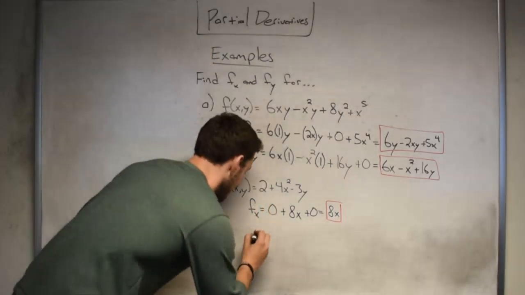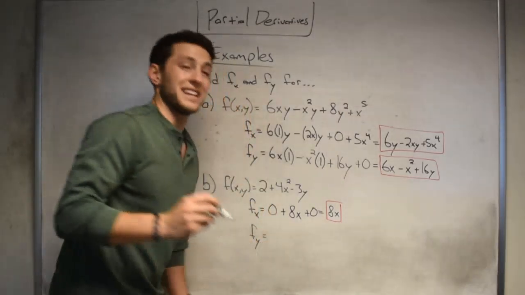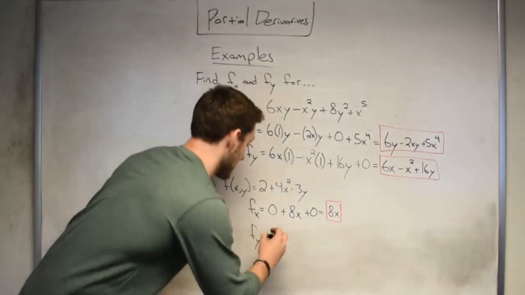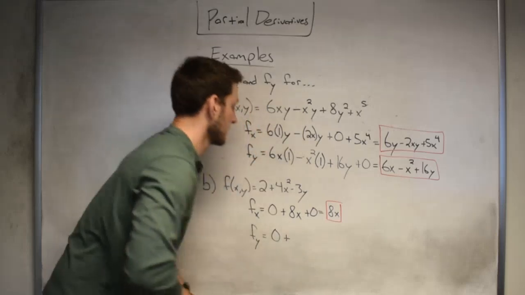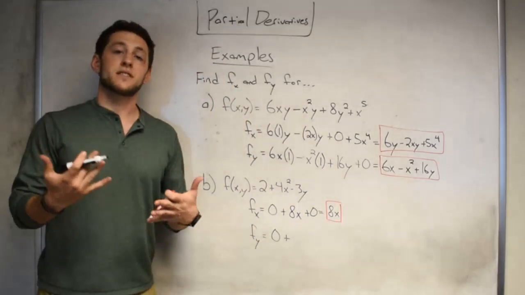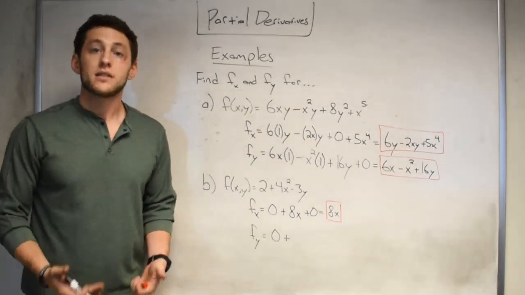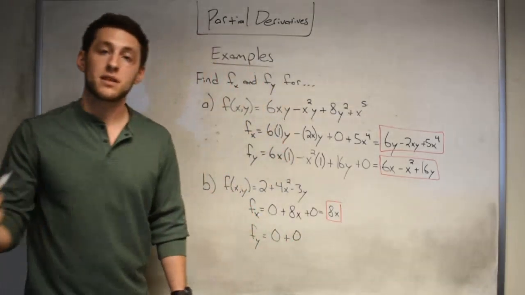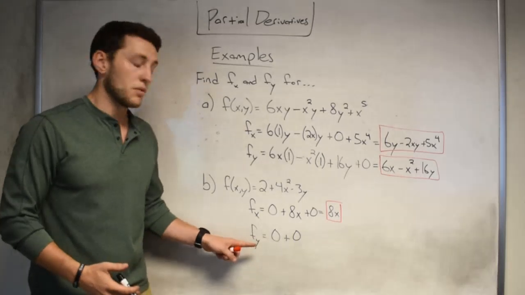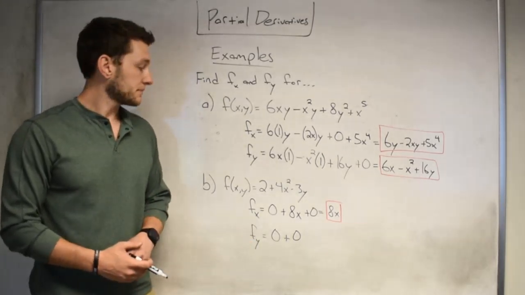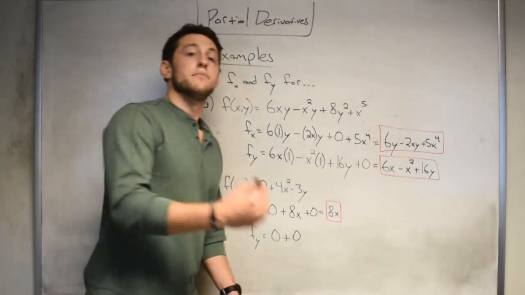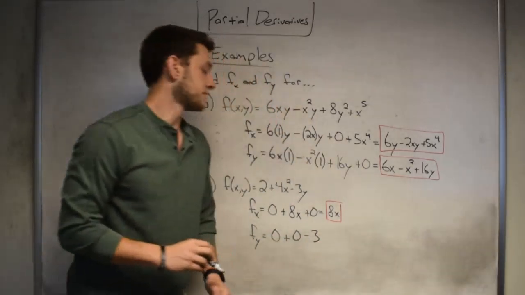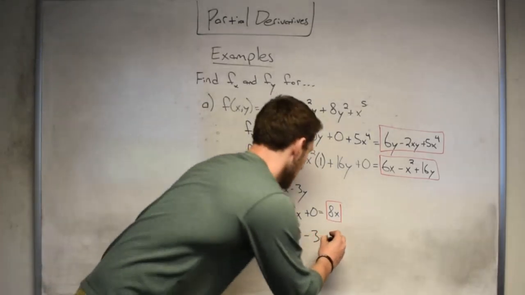F sub y is found by treating x like a constant. So 2, just a regular constant, still becomes 0. 4x squared does not have a y attached to it, so that is no better than a constant, and therefore, upon deriving, becomes 0, since we're holding x constant when we're deriving with respect to y. Last but not least, minus 3y will end up becoming minus 3, giving me, as an answer, negative 3.